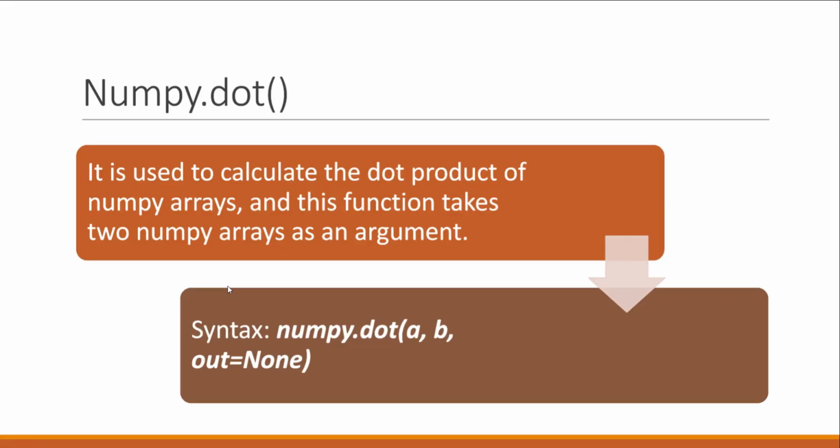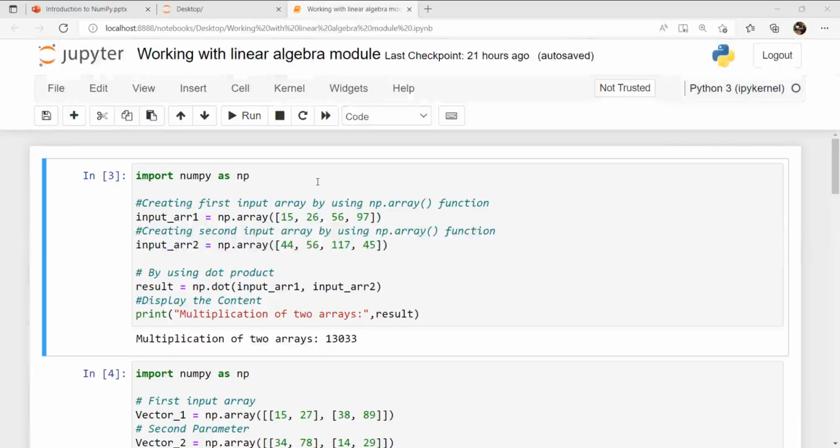Now we will see an example of the NumPy dot function by creating one-dimensional arrays. So here I have taken an example, and in this example I have created two NumPy arrays in the form of one-dimensional arrays and computed their dot product by using the NumPy dot function. So it takes the product of the pairwise elements of the input arrays and then adds them together. So we have passed the input arrays as arguments in the NumPy dot function. So after executing this code, the output comes as the multiplication of two arrays: 1 3 0 3 3.